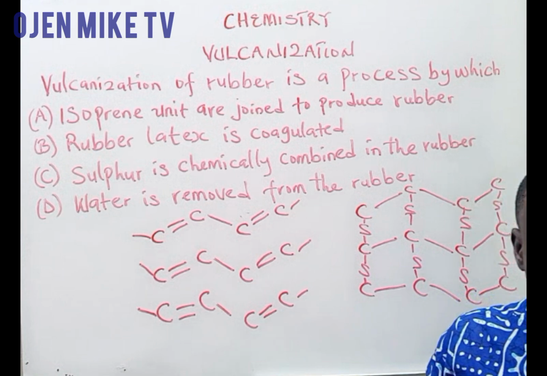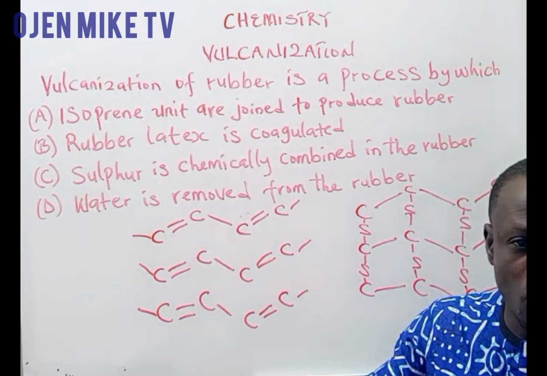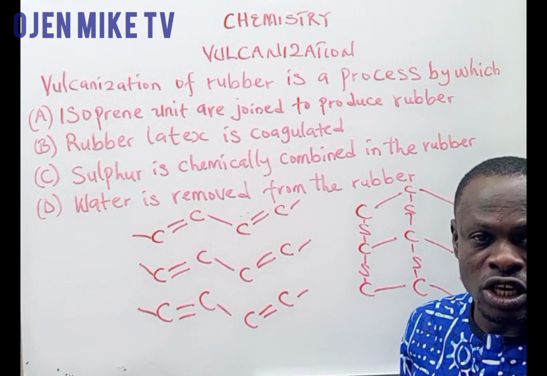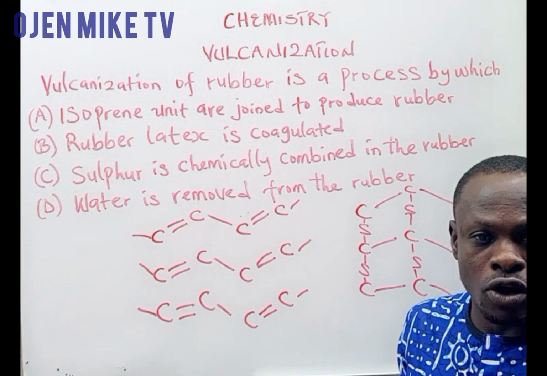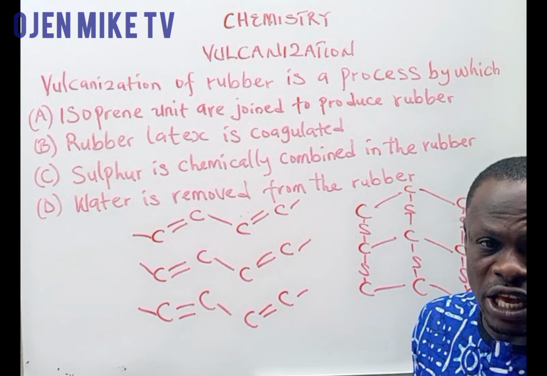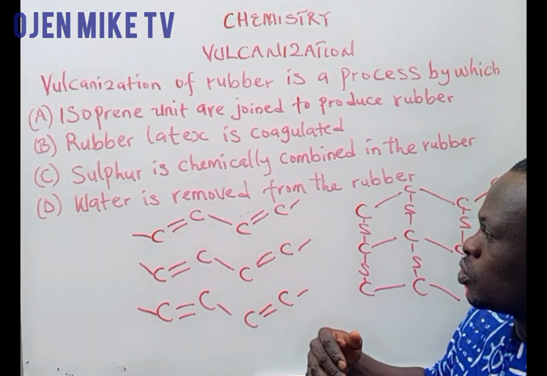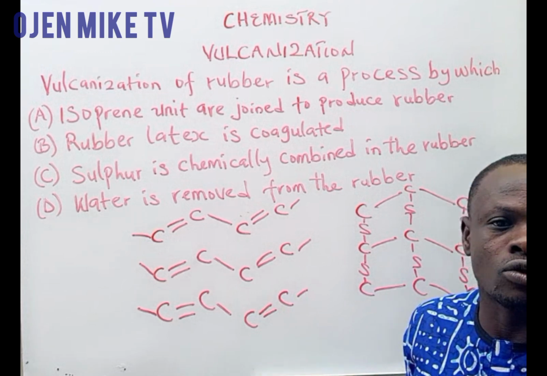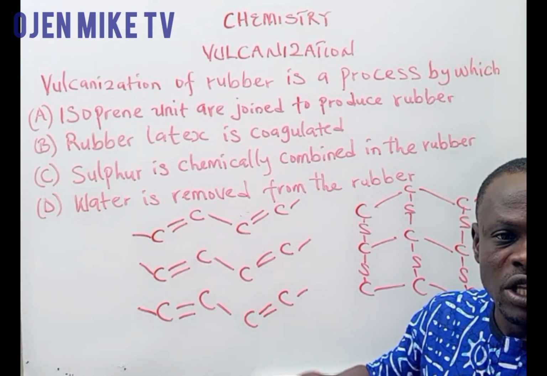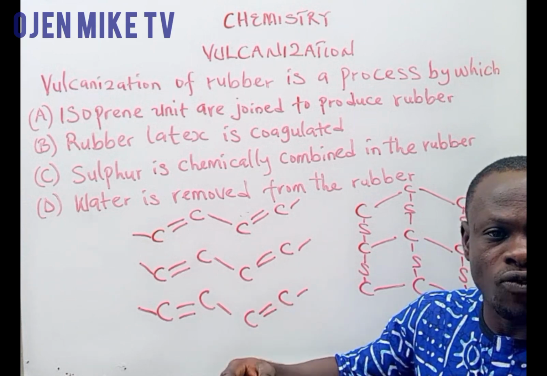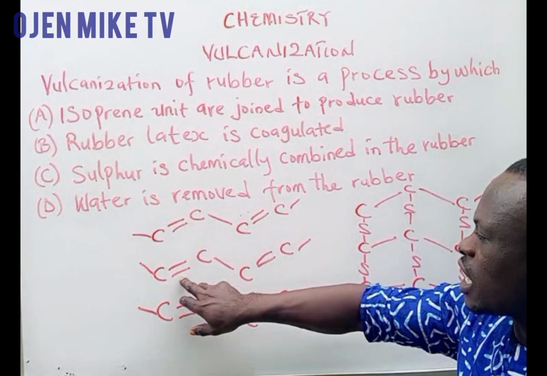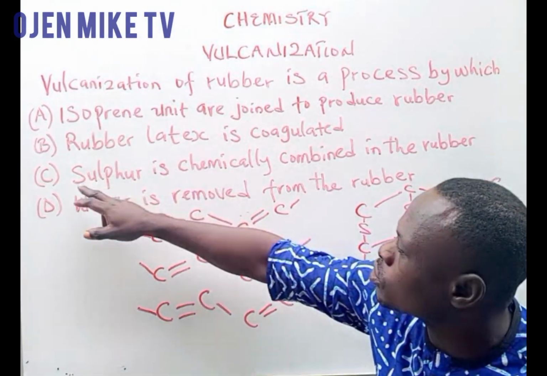But remember, the more sulfur you add to this natural rubber before heating, the more inelastic it becomes. It will become tougher, harder, but inelastic. This inelastic solid is what we call ebonite. Ebonite is what they use in making this tire, because of the more sulfur added. So this sulfur removes this double bond.